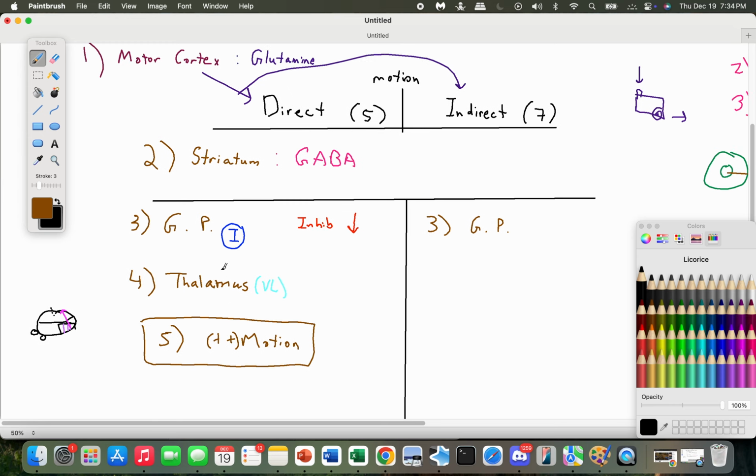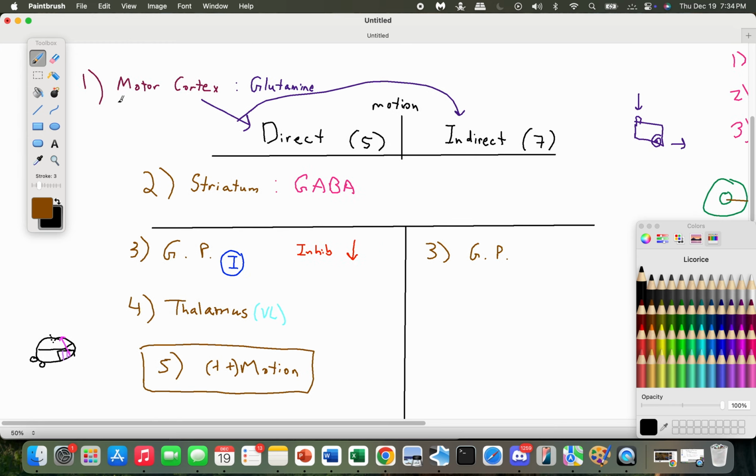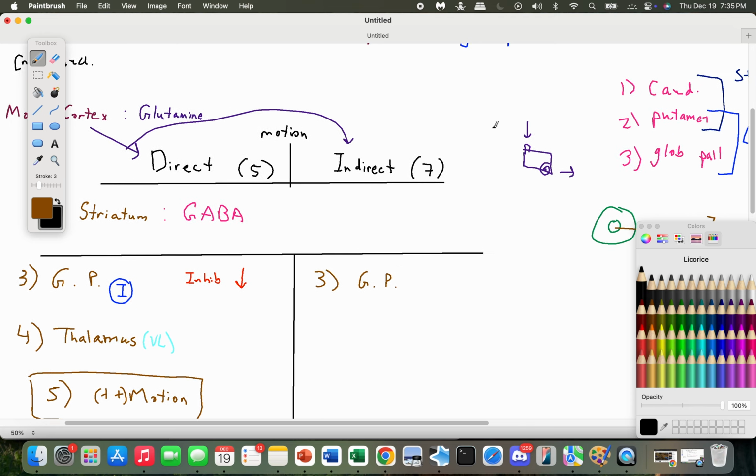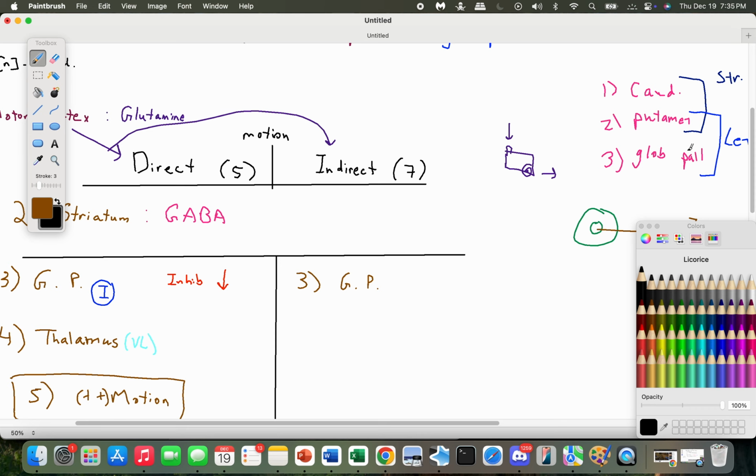So it's really, really simple. Remember, the first thing that you do is you stick your key into the ignition. So we're starting the excitatory impulse. So the motor cortex is going to send the signal, and we're going to get glutamate. Glutamate is going to start the direct pathway, and then we're going to go through our three major basal ganglia structures: the caudate, the putamen, and the globus pallidus.